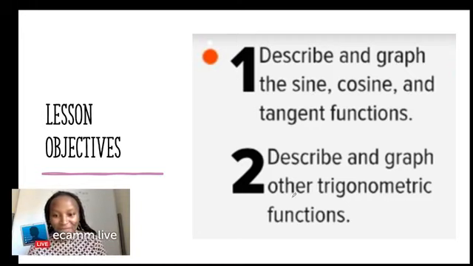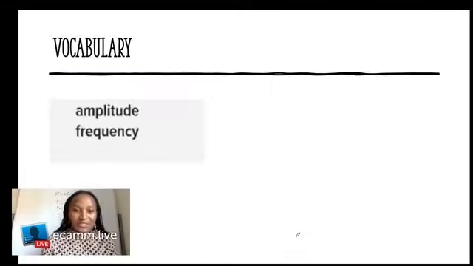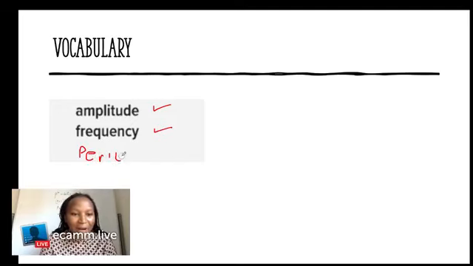Describe the graph and other trigonometric functions. Okay, and the words that we need to learn are amplitude and frequency, and I will also say period. I will add and say also we need to learn about the period. Okay, so the period basically.